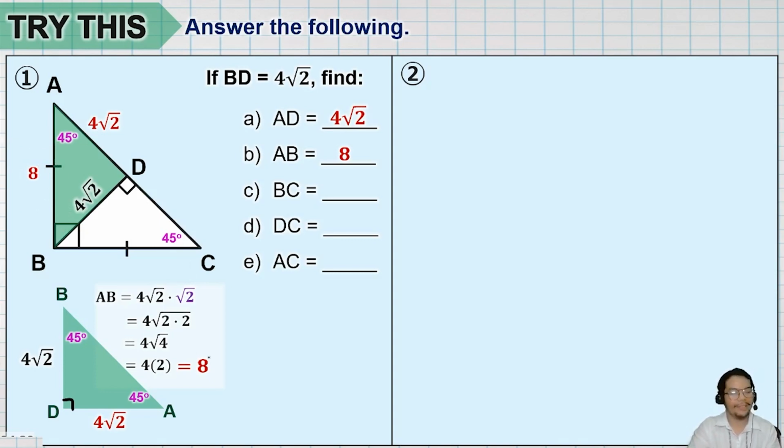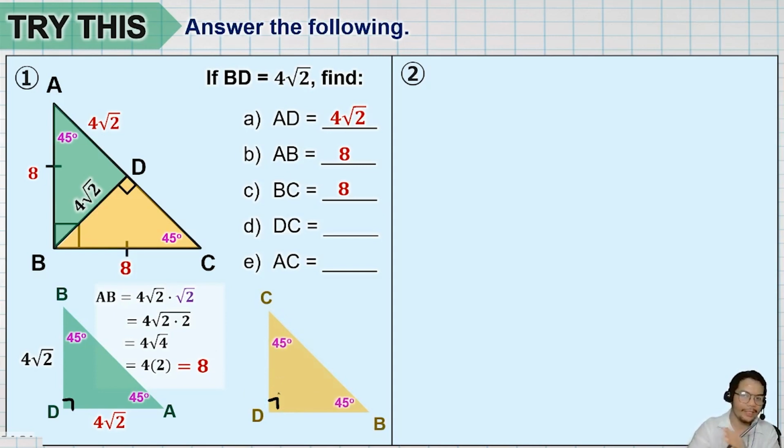O, hindi na kayo ngayon mahihirapan. Pag tinanong ko kayo, class, anong sukat ng line segment BC? Yes, it's also gonna be equal to 8. Kasi 'di ba isosceles right triangle? 8 sila parehas. Ito DC, para mas madali natin maintindihan kung paano kuhain yan. Kuhain naman natin yung nasa baba na right triangle. I-rotate din natin in such a way na pare silang itsura. At as you can see, this is also an isosceles right triangle.